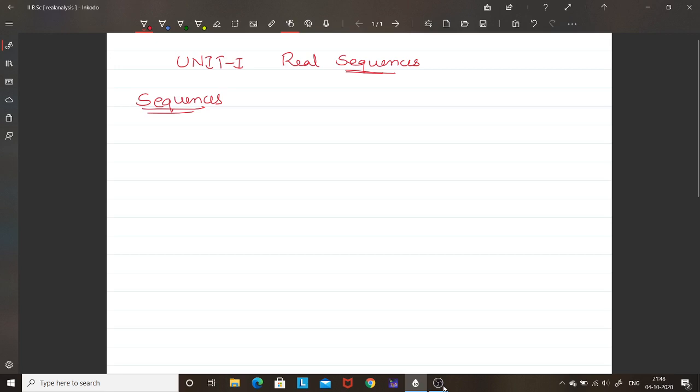Basically, a sequence is a function. We are saying it's a function. When you hear the word function, it must have a domain, and along with domain, you might have heard another word, codomain, and in codomain, you have range. These three words are familiar with the function. So basically a sequence is a function.